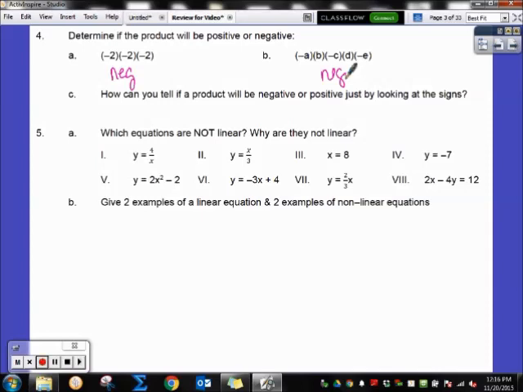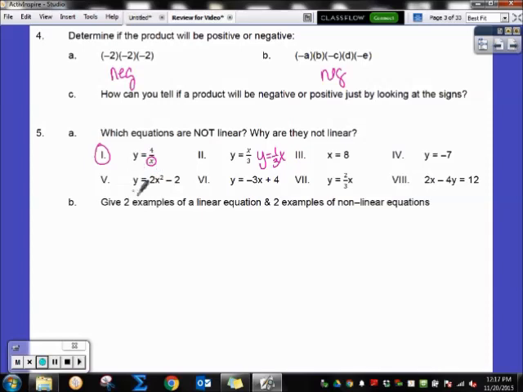So for number 5, we need to tell which equations are not linear and why they are not linear. Well, number 1, you have an x in the denominator. So that is not a linear equation. And then we have, if we check here, that's no problem. That's just the same as y equals 1/3 x. X equals 8 we know is a vertical line. Y equals negative 7 we know is a horizontal line, which are both linear.